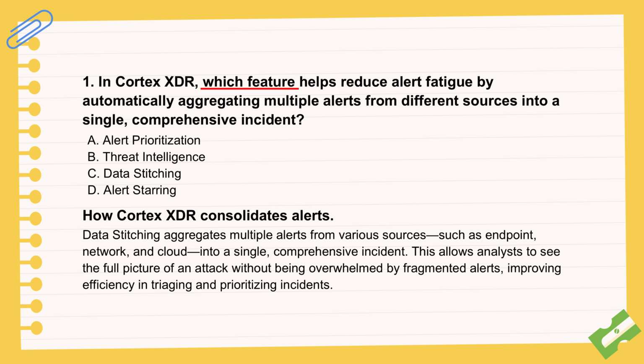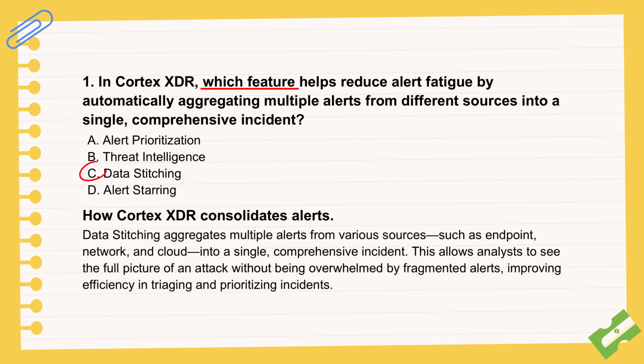Well, our guide to XDR reveals a pretty brilliant solution from Cortex XDR for this exact problem. It's called data stitching. This feature automatically takes multiple, seemingly separate alerts. Maybe one pops up on an endpoint, another from a network sensor, maybe a third from the cloud. And it intelligently knits them together into a single comprehensive incident. So instead of like 100 tiny warnings, you get one clear aggregated picture. This is where it gets really interesting for an analyst, I think.